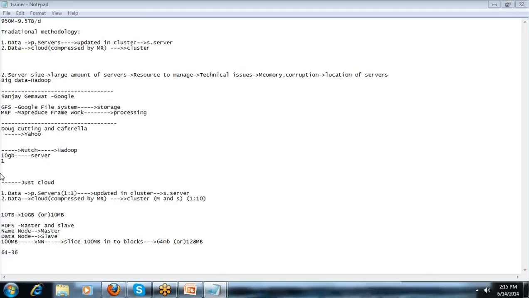Now think about 950 million users. These 950 million users are going to generate around 9.5 TB of data per day. This is what the data size is. It can increase or it can decrease. It's up to the network we use. It's just an example for Facebook.